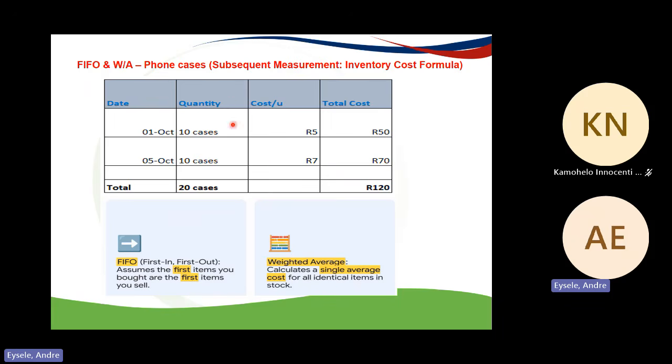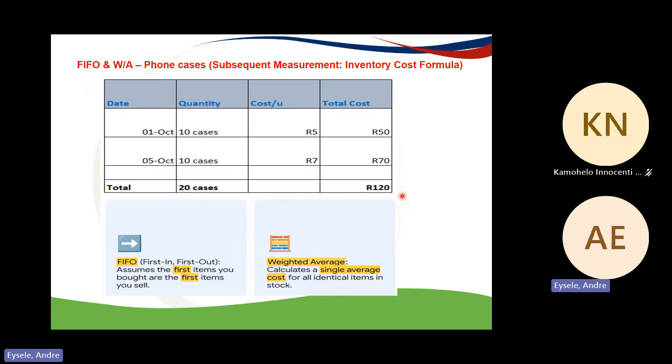So say for instance, this is a scenario of phone cases. You bought 10 cases, and we need to determine this according to the FIFO method and or the weighted average method. So on the 1st of October, you bought 10 cases at 5 Rand each, which gives you a total cost of 50 Rand. And on the 5th of October, you bought 10 cases at 7 Rand, at 70 Rand. So for 20 cases, the total cost is 120 Rand.